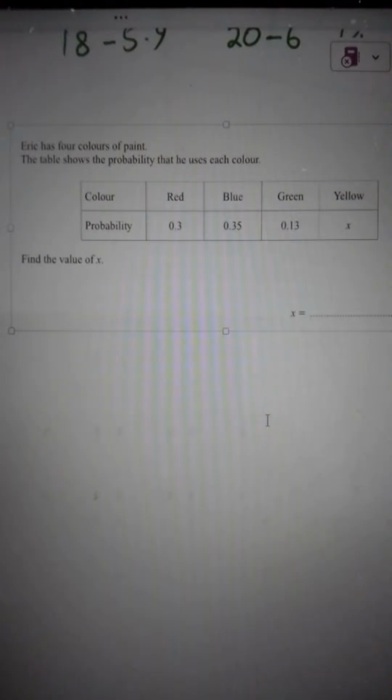So here we have: Eric has 4 colors of paint. The table shows the probability that he uses each color: 0.3 for red, 0.35 for blue, 0.13 for green, and yellow is an unknown quantity. So how can we calculate it using the concept of probability? That is the question here: finding the unknown.